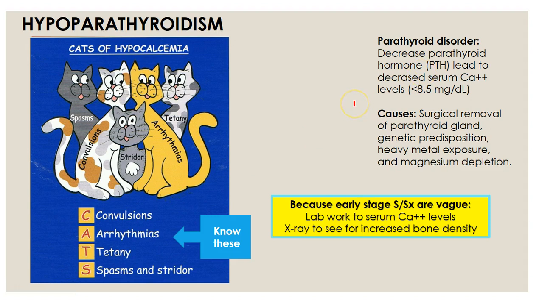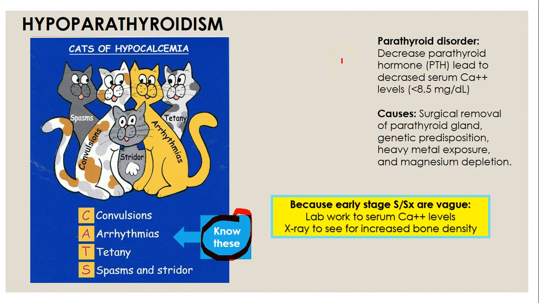In terms of hypoparathyroidism, you need to know the symptoms, which the best way to remember them is through this acronym of CATS, which is convulsions, arrhythmias, tetany, spasm, and stridor. And unfortunately, because early signs and symptoms are vague, lab work is typically the only way to see if there's some subtle changes in calcium levels. And x-rays can actually look at if there's increased bone density.